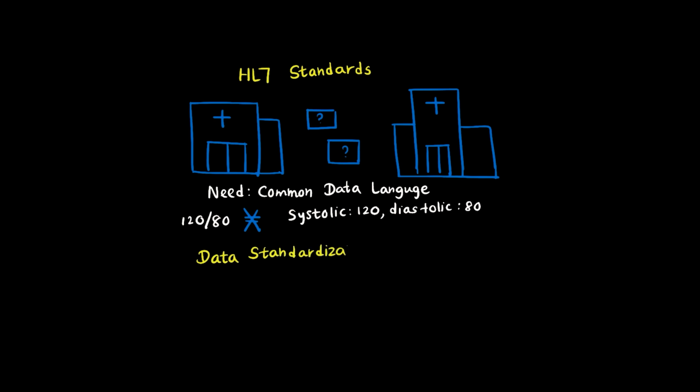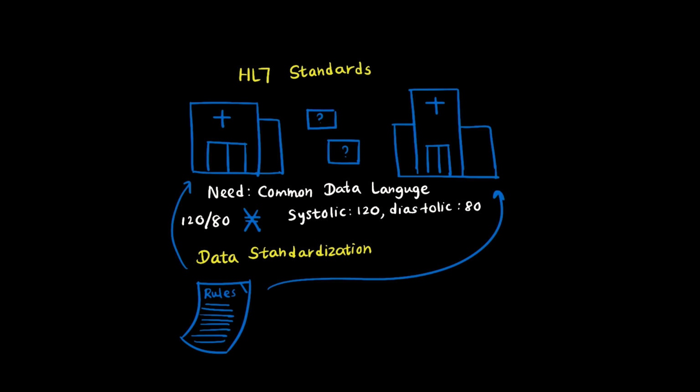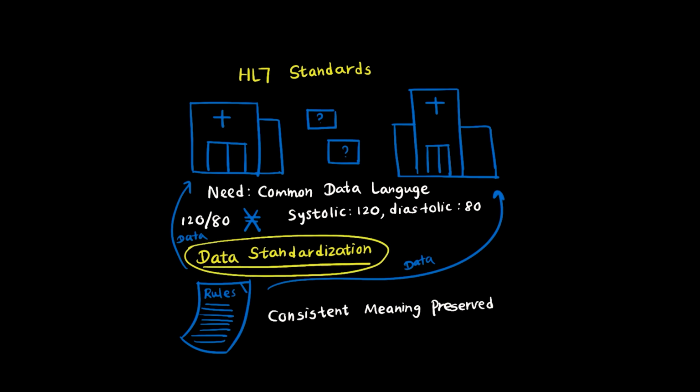Without HL7, Hospital A might send a blood pressure as 120/80ths, while Hospital B expects systolic 120, diastolic 80. One system might use M for male, another uses 1 to. These tiny differences break communication. HL7 establishes the grammar and vocabulary for health data exchange, defining exactly how to structure messages, what fields go where, how to format dates, how to code diagnoses. This standardization means when any HL7 compliant system sends data, any other HL7 compliant system can receive and understand it perfectly.